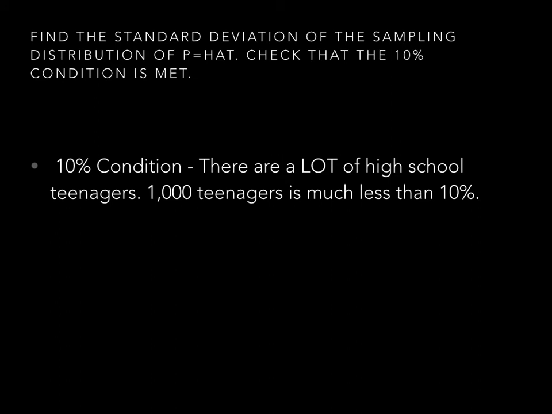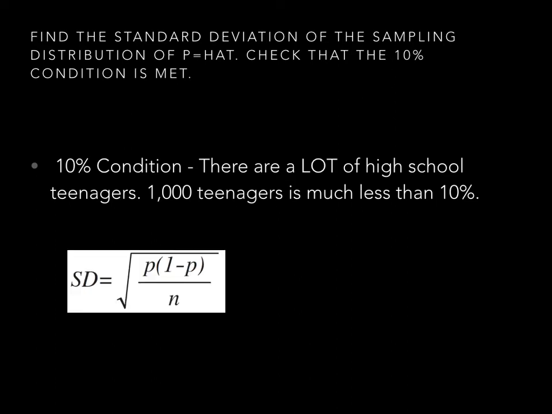Mind-blowing. Find the standard deviation of the sampling distribution of p hat. Check that the 10% condition is met. So, the 10% condition. Well, obviously there are millions of high school teenagers in the United States, and I'm 99.99999%, I'm 100% sure that 1,000 teenagers is much less than 10% of the population of high school teenagers. If you want to argue with me about that, feel free to send me a text message, but I'm 100% certain. And so with that, now we need to find the standard deviation of the sampling distribution.